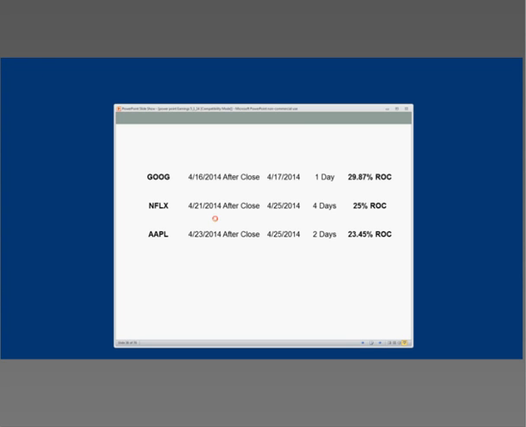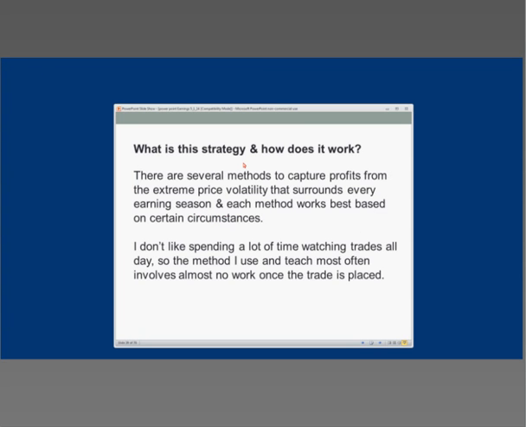Now, okay. So what is the strategy that I just showed you? Now, how does it work? Now, again, there are several different methods to capture profits from the extreme price volatility.